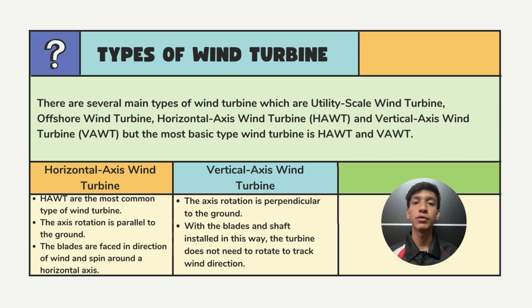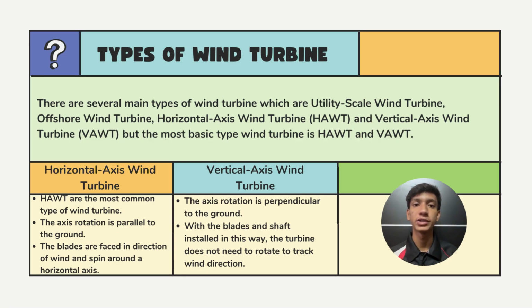So now, let's move to the types of wind turbines. It is crucial to investigate the various types of wind turbines in order to have an understanding of them. There are several main types of wind turbines, which are utility scale wind turbine, offshore wind turbine, horizontal axis wind turbine, and vertical axis wind turbine. But the most basic types are the horizontal axis wind turbine and the vertical axis wind turbine.